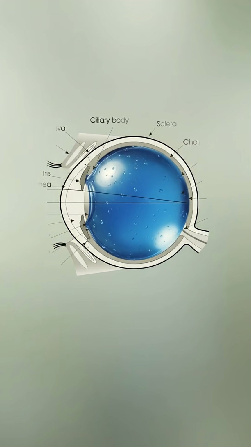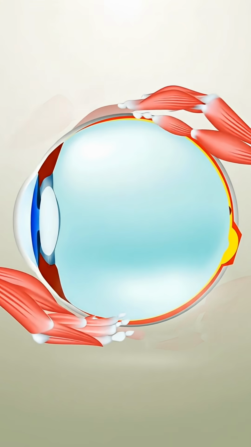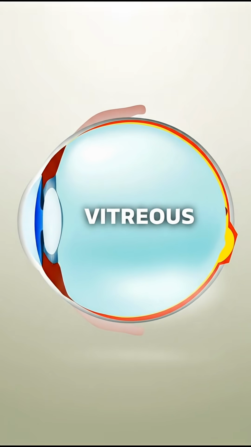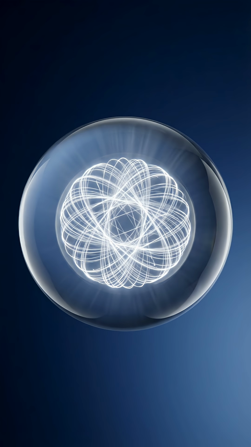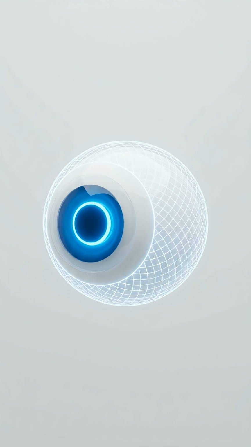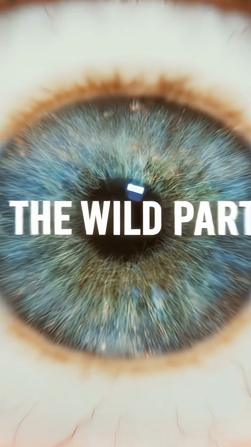Imagine your eyeball as a water balloon. The vitreous is the clear, jelly-like substance that fills the space between your lens at the front and the retina at the back. It's like the filling in a donut, keeping everything in place and giving your eye its round shape. Now, here's the wild part.